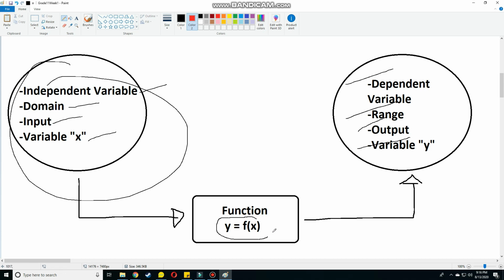Function is equal to f of x. Sometimes you would see f of x or function of x. Sometimes you would see y is equal to. It's because they are just equal. They are just the same.